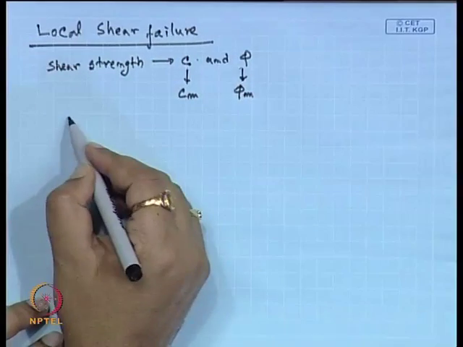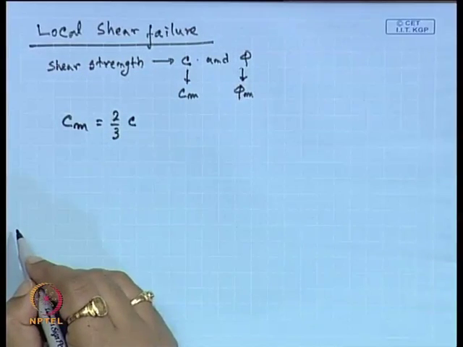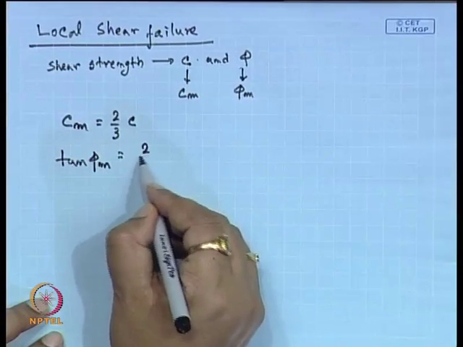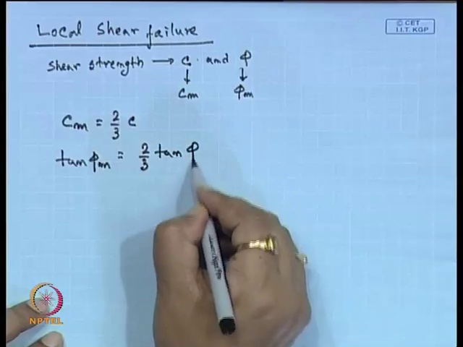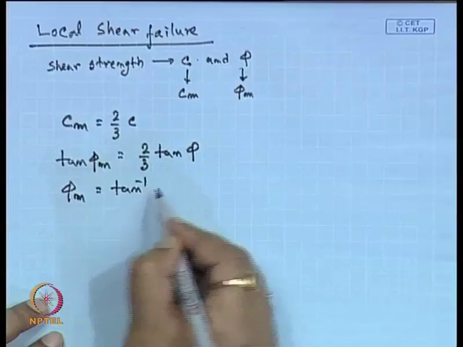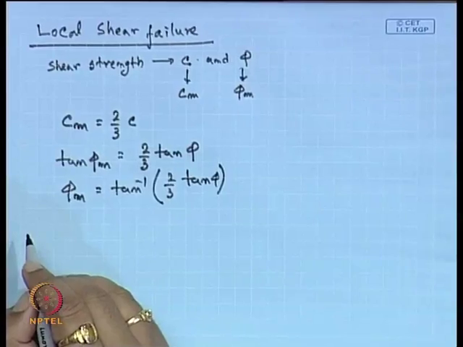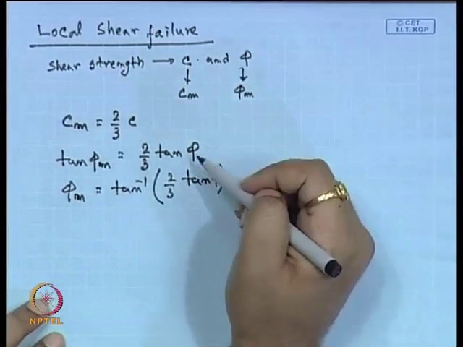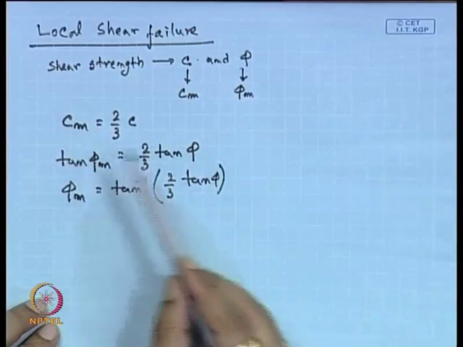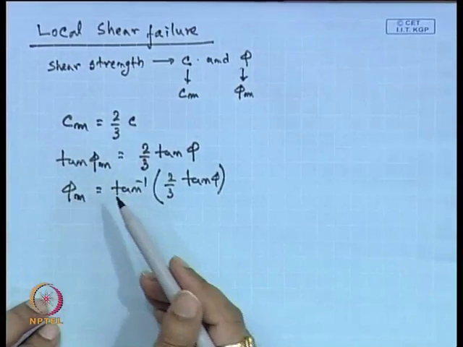Now, how to convert? C m will be 2/3 of C, and tan phi m will be equal to 2/3 of tan phi. So the phi m value will be tan inverse of 2/3 of tan phi. In place of phi and C, we have to use phi m and C m when we calculate the load bearing capacity of the soil in case of local shear failure.